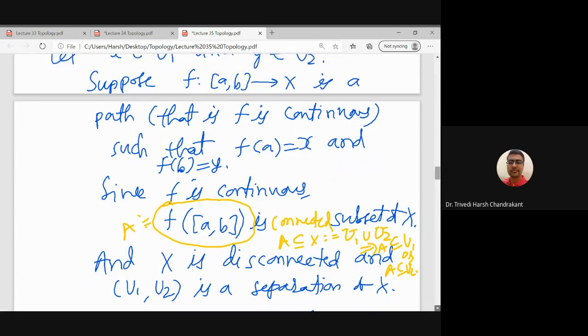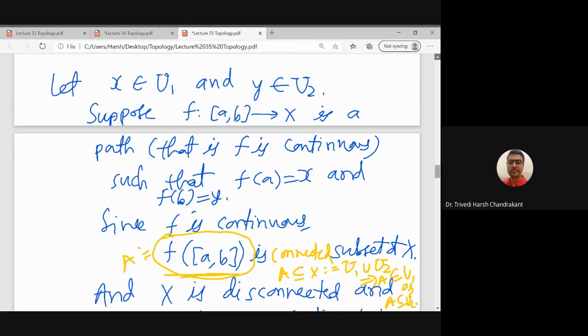So that will give us this set, which is contained entirely in either u1 or entirely in u2. That means its endpoints f of a and f of b, they are x and y, will force x and y both to be either elements of u1 or both elements of u2, right? So this will give a contradiction because we have assumed that x belongs to u1 and y belongs to u2.